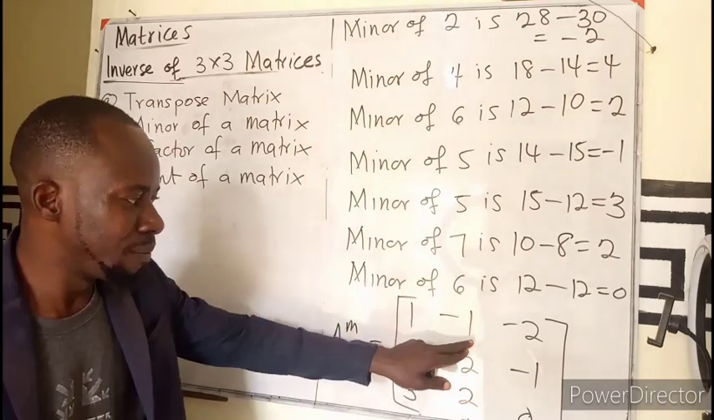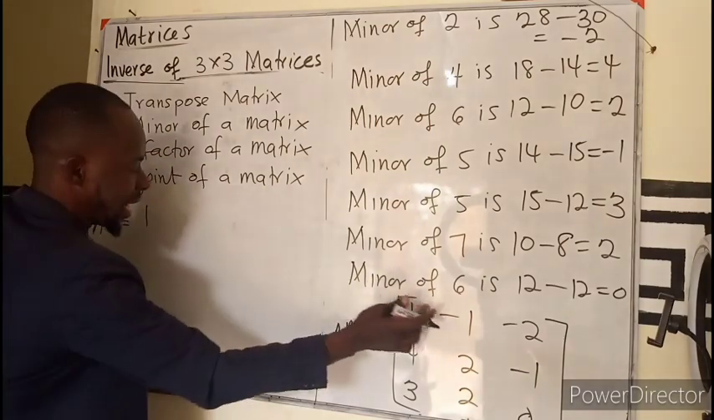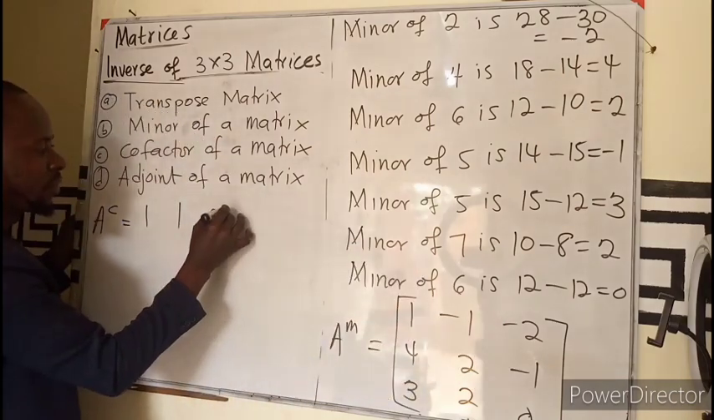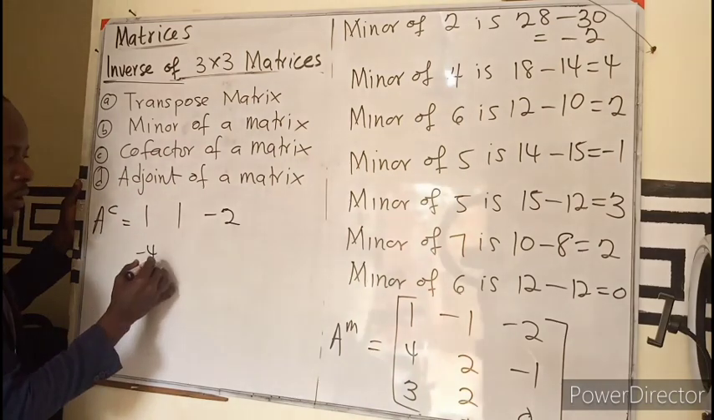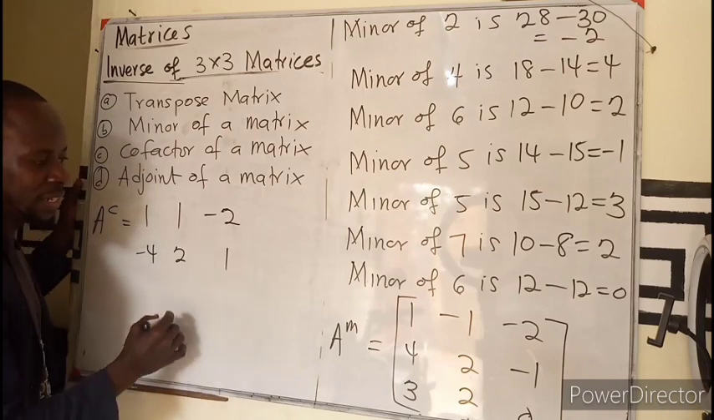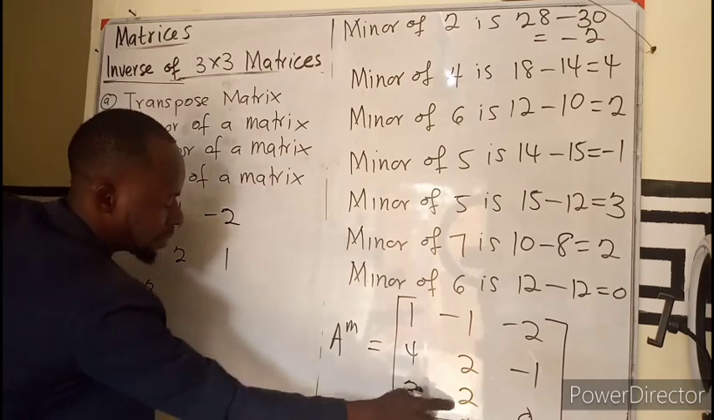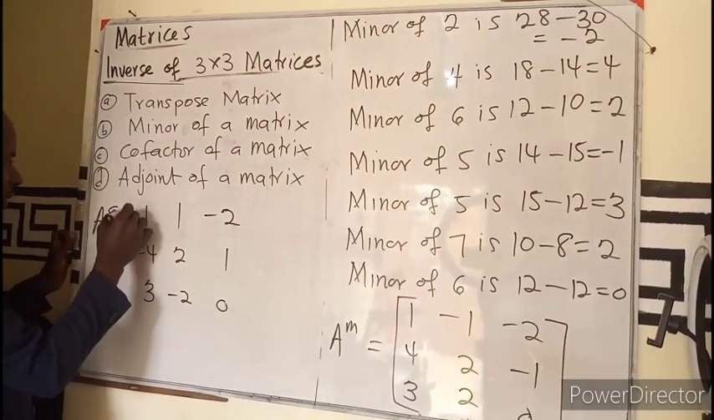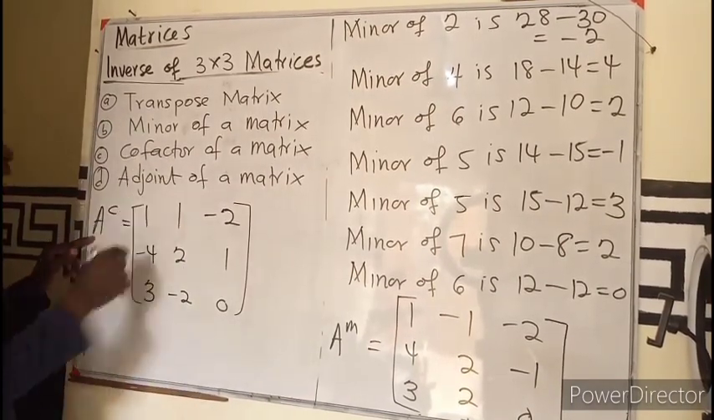So this is plus, minus, plus. So plus will be 1, minus will be 1, plus minus plus. So I still have minus 2, plus minus. So minus 4, minus plus, minus. So I have 1. This is plus, minus, plus. So 3, plus, minus, and plus. We have what? 0. So let's call this the cofactor.